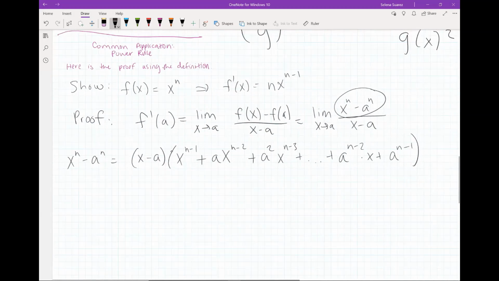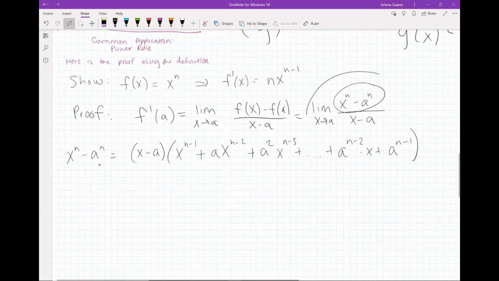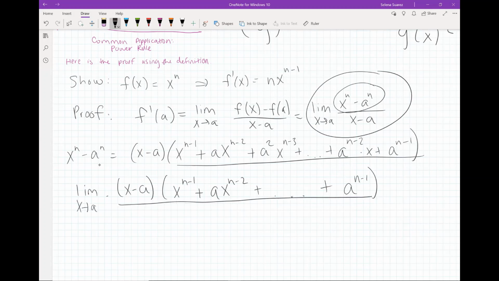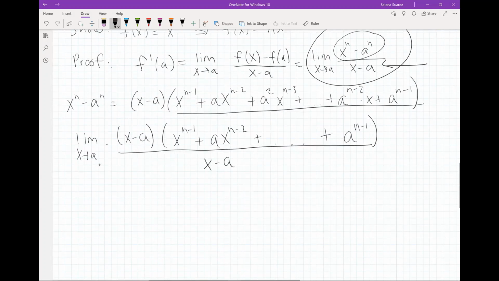So we get this. Now if we plug that into what we have here, we would get the limit as x approaches a, and then we would have this guy, so x minus a, and I'm going to shorten all this a little bit because it's just way too long for me to write each time, plus a x to the n minus 2 plus dot dot dot plus, and I'm just going to put the last term, a to the n minus 1. Okay, and this is all over this guy here, so x minus a is also at the bottom. So as you can see right away, these are going to cancel out. So really we have the limit as x approaches a of just this guy here.